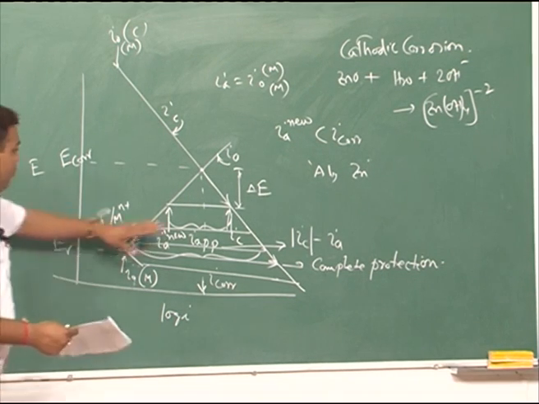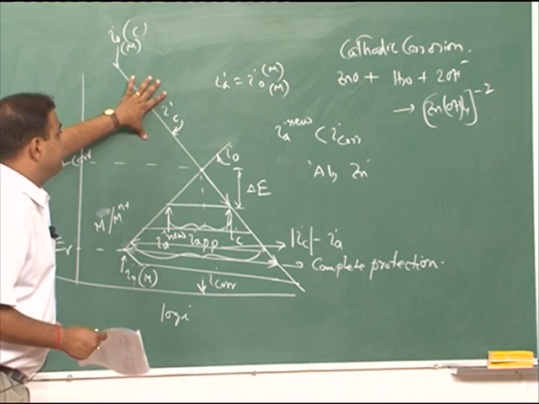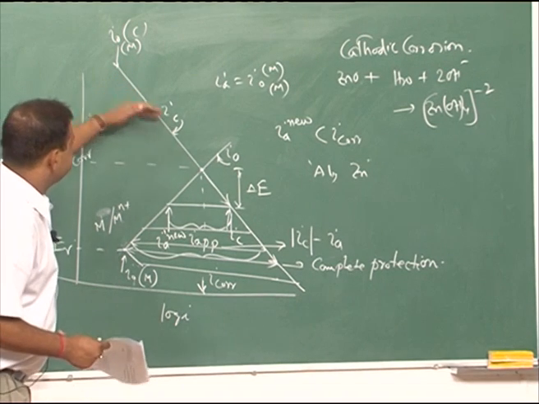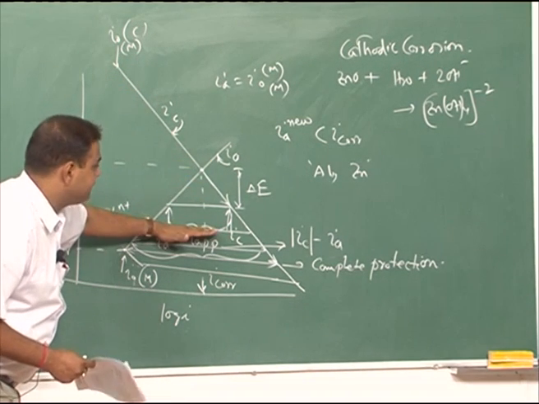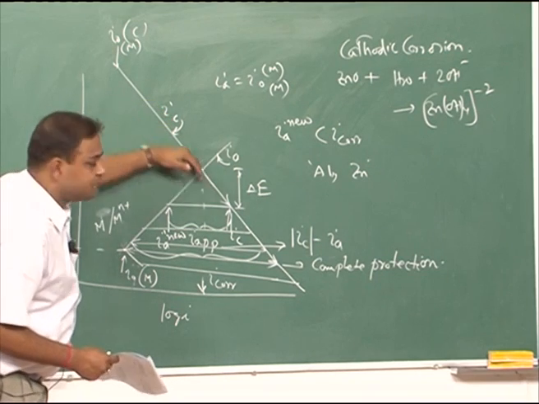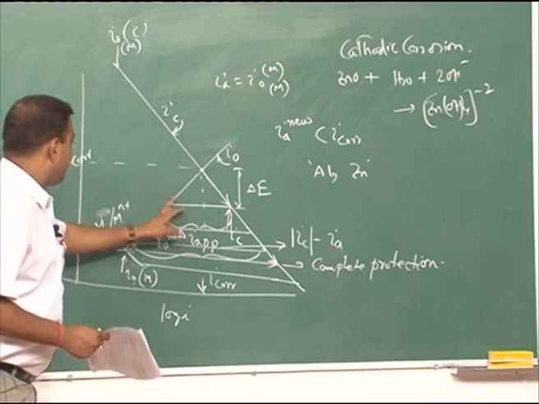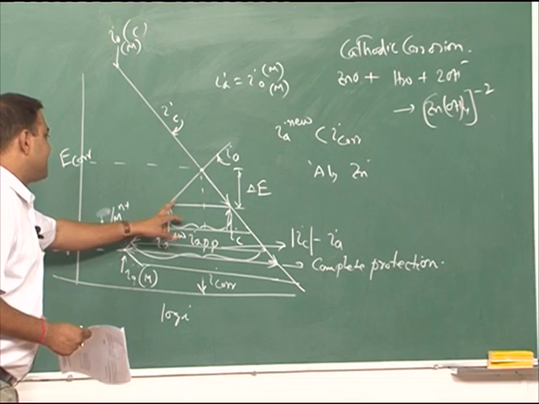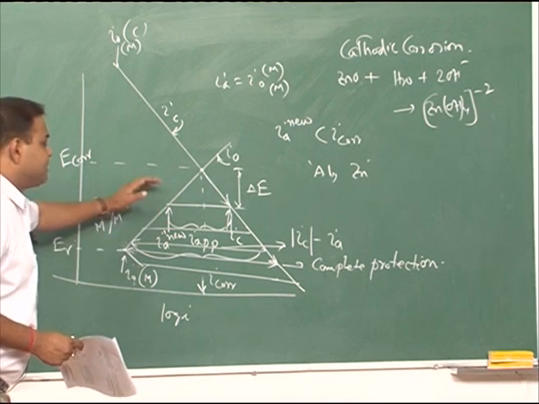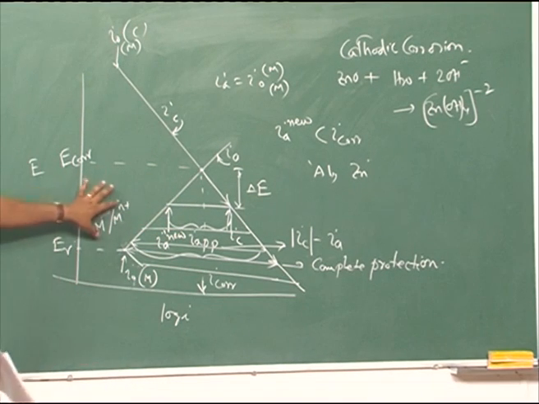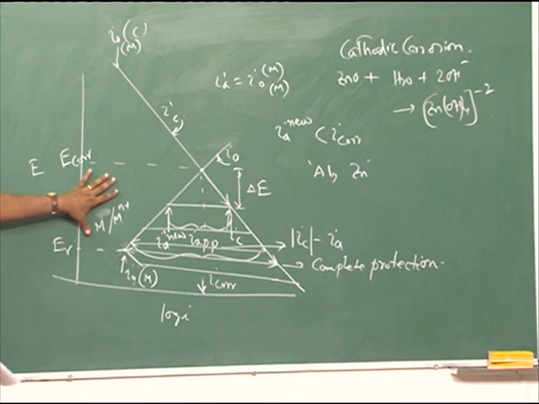So, corrosion protection by cathodic means is basically taking the polarized potential to the negative side, at the same time sending the negative current and taking the IA value, the anodic current density, to a much lower value. This is the principle of cathodic protection on the basis of mixed potential theory.